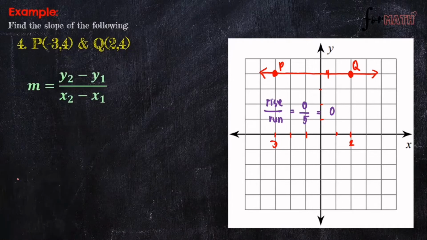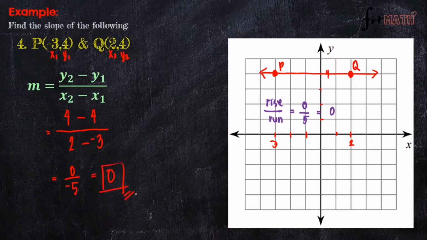So we have a formula. Let's say ito yung x sub 1, y sub 1, x sub 2, y sub 2. Alright? So ang y sub 2 natin, sorry, ito yung y sub 2. Y sub 2 is 4 minus y sub 1 is 4 also. So dito pala makikita mo na ang numerator ay 0. And then x sub 2 natin ay 2, and then x sub 1 natin ay negative 3. Alright? So magkakaroon ka dyan ng 0 over negative 5. Okay? So therefore, the answer is 0. Ito po yung ating slope.